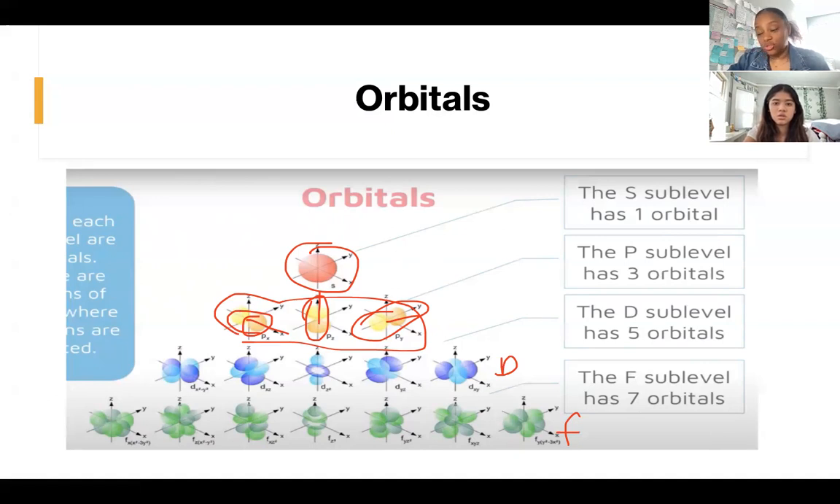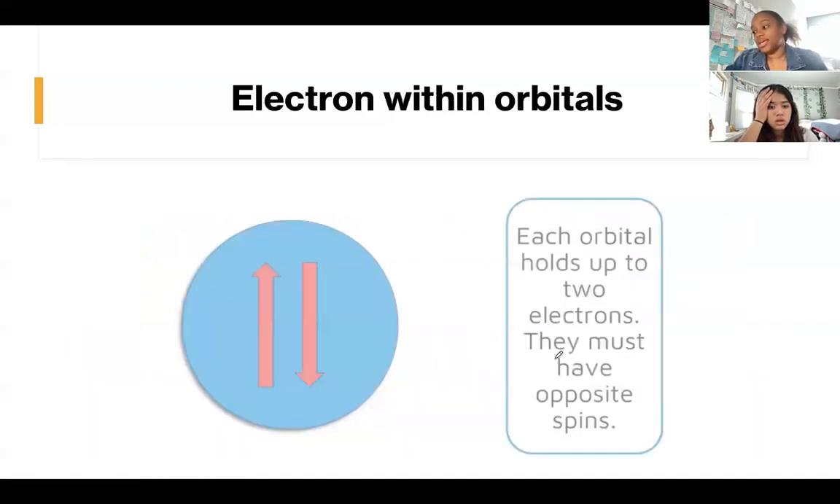Just remember that these orbitals are located within the sublevels. You have to have an address in order to find the sublevels, and the sublevels are the addresses. Within the energy levels, this is the space where you will find your electrons. So now these electrons are located within the orbitals.